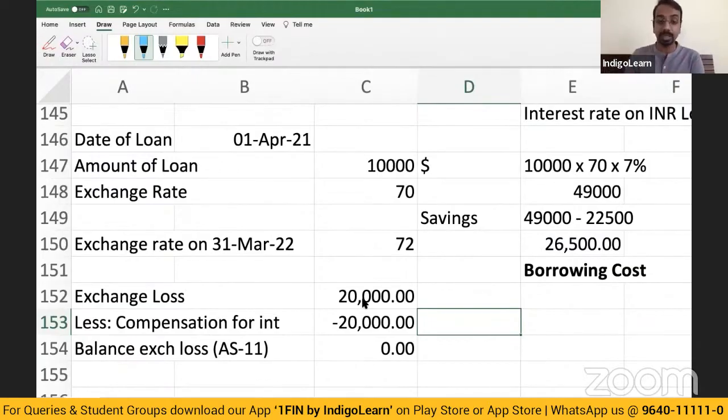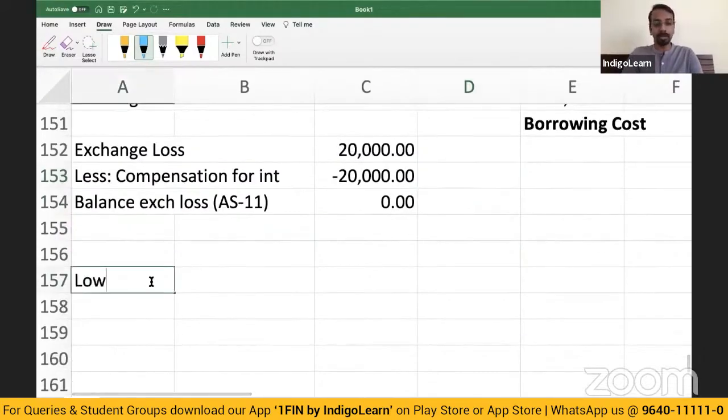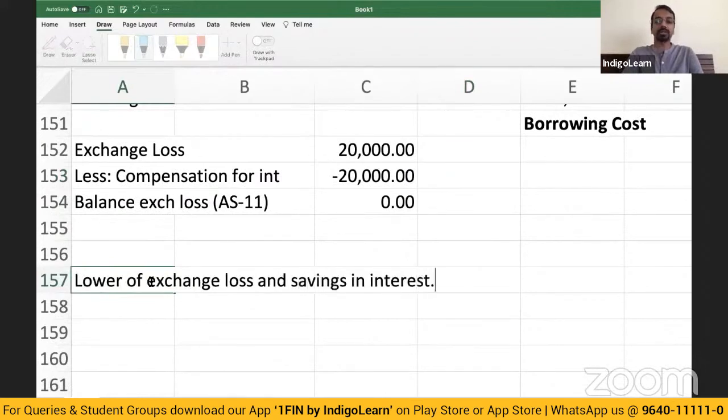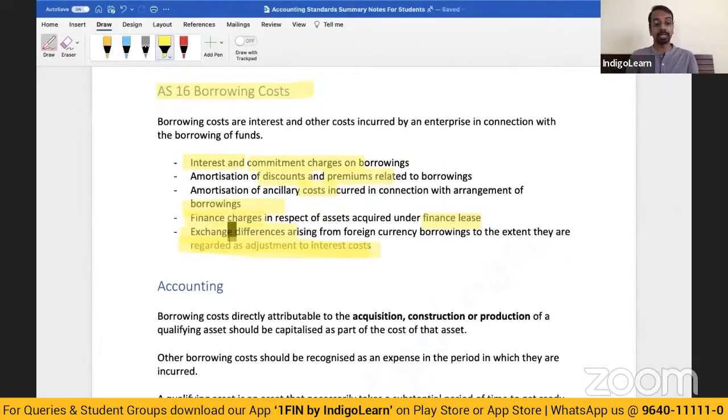First, you will apply AS16. To the extent of savings in interest, you treat it as borrowing cost, and the balance goes for treatment under AS11. So the formula is the lower of exchange loss and savings in interest, whichever is less, to that extent will be treated as borrowing cost. Under which principle? Under this last principle: exchange differences arising from foreign currency borrowings, to the extent that they are regarded as an adjustment to interest cost, will be considered as borrowing cost.